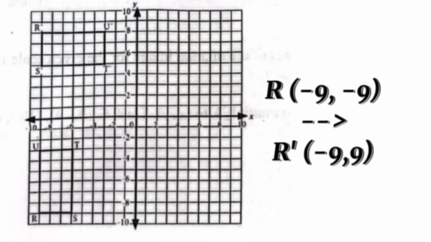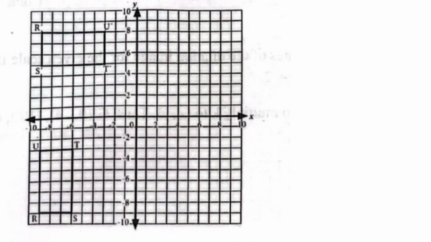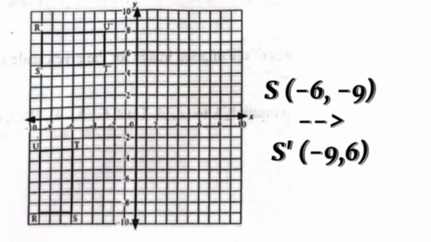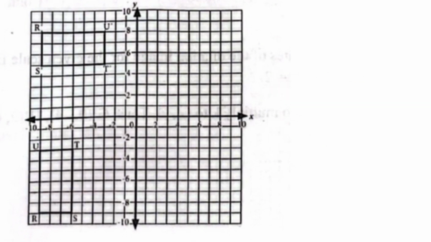The current coordinates of point R is negative 9, negative 9. If we rotate it, the point R will have the coordinates of negative 9, 9. The current coordinates of S is negative 6, negative 9. If we rotate it, the point S will have the coordinates of negative 9, 6.